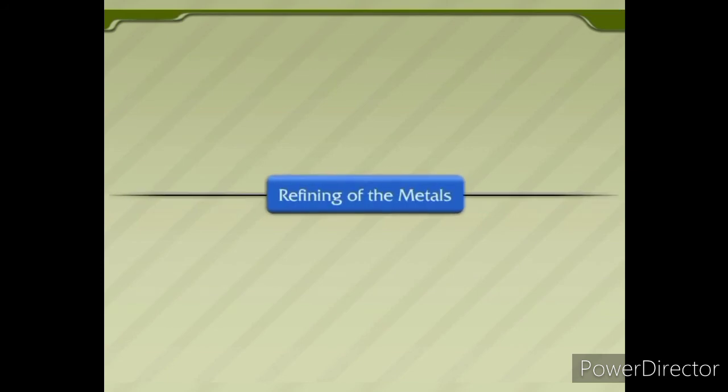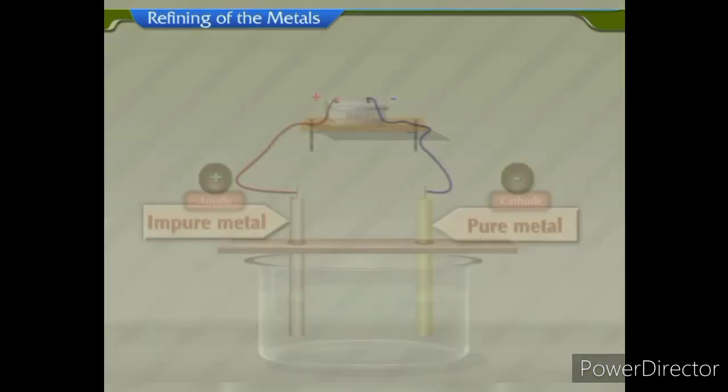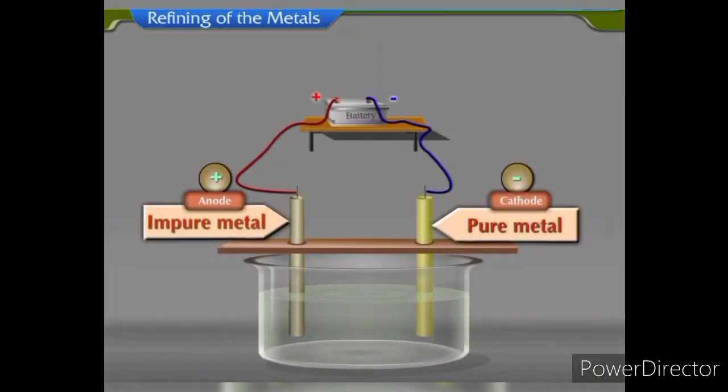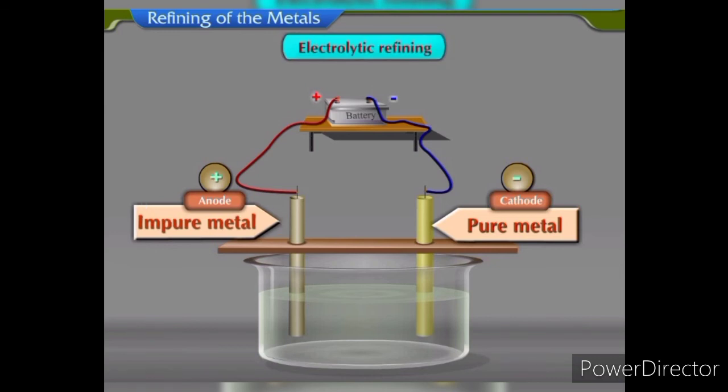Refining of the metals. The most widely used method of refining metals is electrolytic refining. In this process, the impure metal is connected at the positive terminal of the battery and a thin strip of pure metal is connected at the negative terminal.